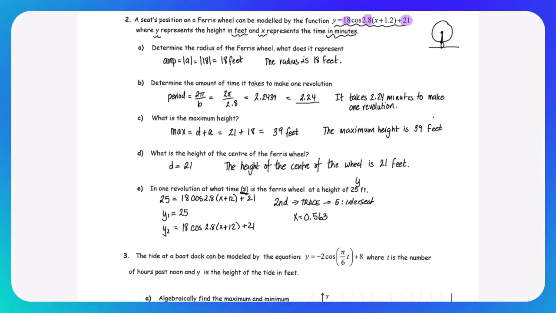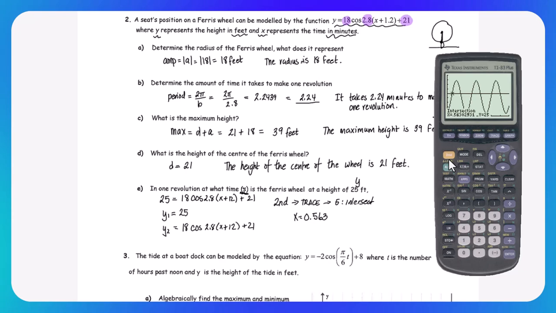Okay, oops, I lost my calculator. Let's do it again. Second, trace. This time we're going to go over to the other one. So 5 for intersect. I'm going to just dodge over to here. Enter, enter, enter. When y is 25, the next one is 1.52.